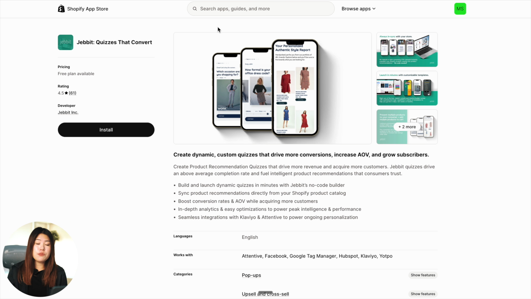So if your store has multiple products, variations, or anything that requires choosing, this can make a big difference fast.